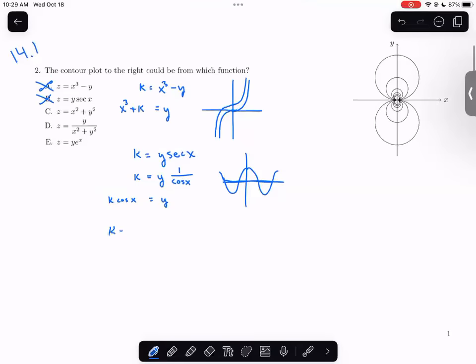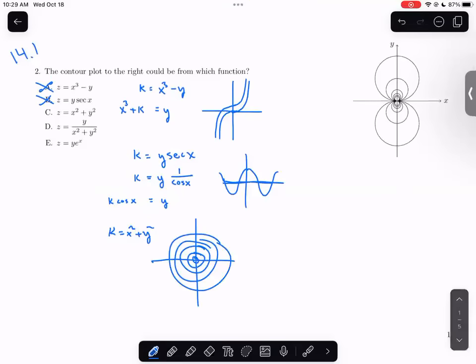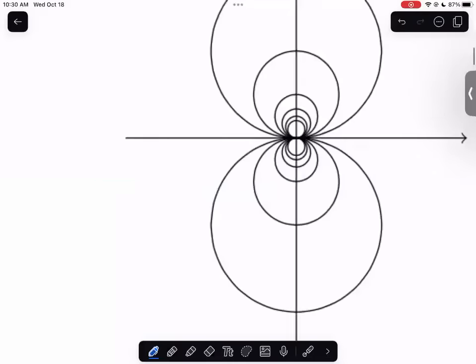Exactly. So if we do K is equal to X squared plus Y squared, these are concentric circles, where the origin is always the center. So this K is acting as the radius, or really the square root of the radius, I suppose. But these are all going to be circles centered at the origin. But we have circles that are somehow moving up and down. The centers are changing a little bit.